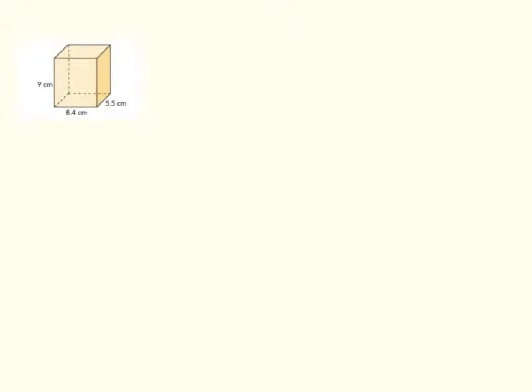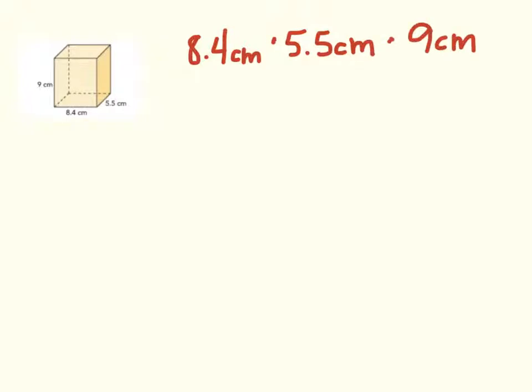Let's use the formula to find the volume of this prism, which has a length of 8.4 centimeters, a width of 5.5 centimeters, and a height of 9 centimeters. So I'm using my formula, volume equals length times width times height. I'm taking 8.4 times 5.5 times 9. I'm using my calculator to speed up that process. And my answer is 415.8 centimeters cubed. You should be able to solve any of these volume problems as long as you can identify the length, the width, and the height.